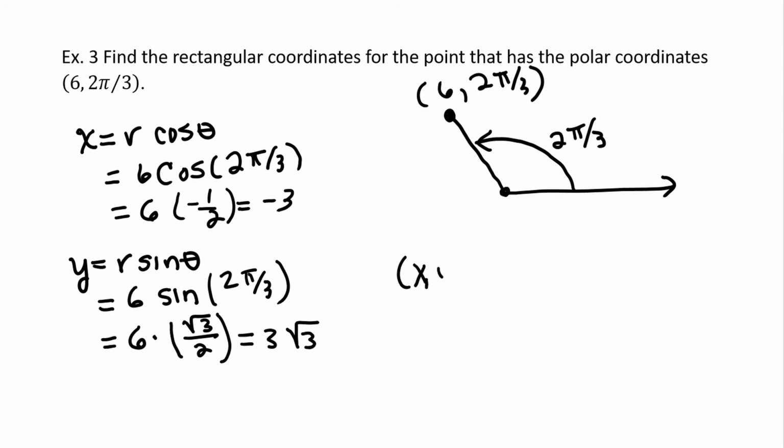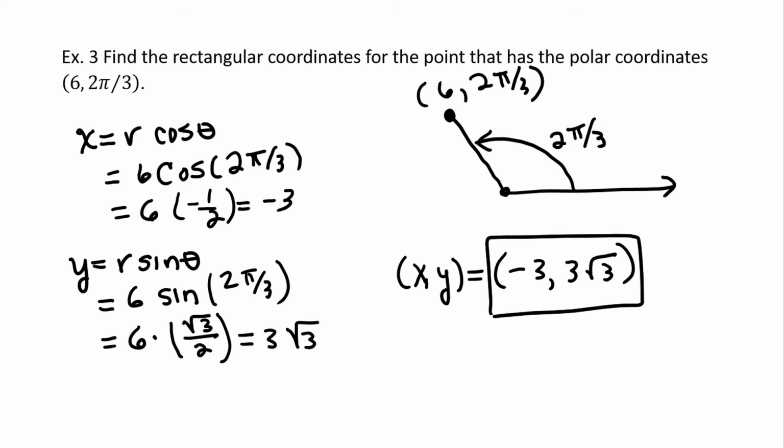So the rectangular coordinate x comma y that represents the same point as 6 comma 2 pi over 3 in polar coordinates is -3 comma 3 times the square root of 3. Now, I don't have polar graphing paper to match, but at the very least I can see that this ordered pair is in the same quadrant as where the polar coordinate pair is.